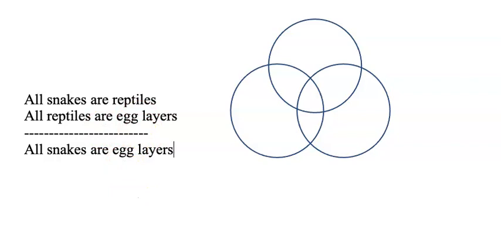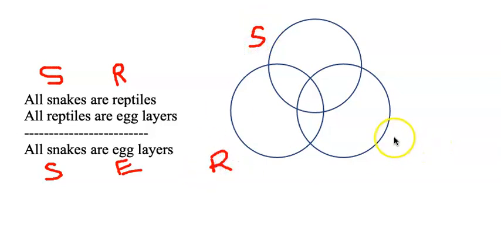So when we're finding our terms here, I think we've got S and R, S and E, and again, R and E here. So let's just graph them. So S, R, and E. So what do these premises mean and how do they translate onto these circles?